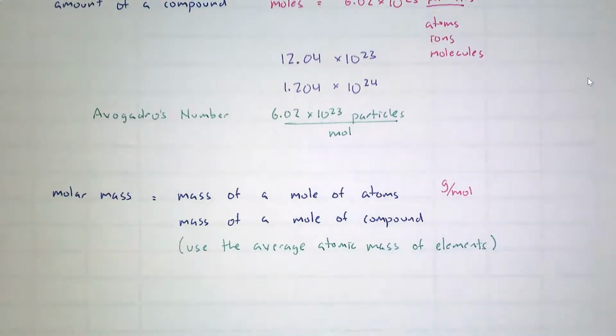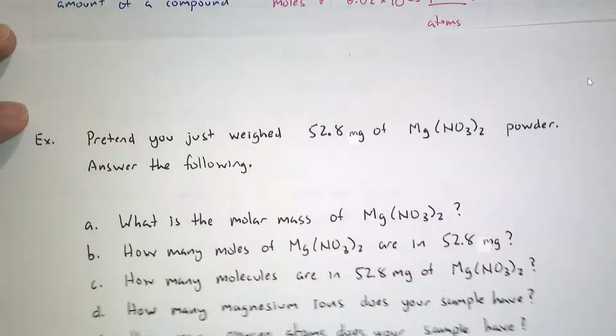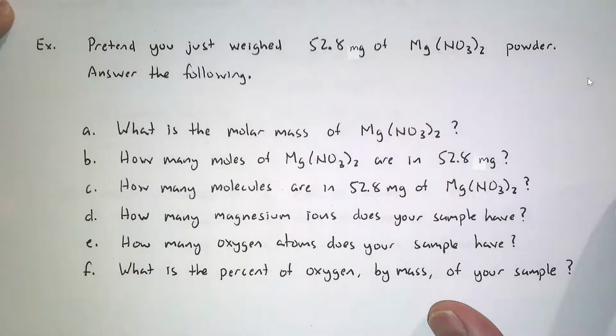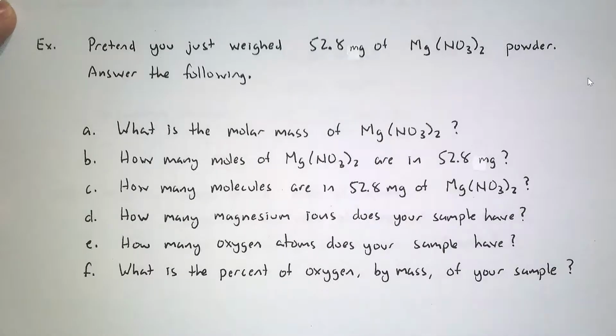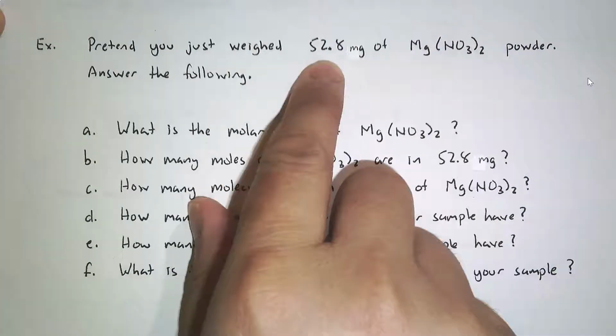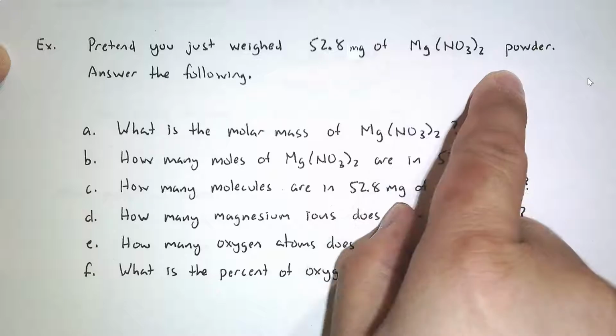Let us get to the problem. If you want to pause, this is on a new sheet of paper. If you want to pause and copy this, or take a screenshot or picture, this is a problem. I have a mass of magnesium nitrate powder.